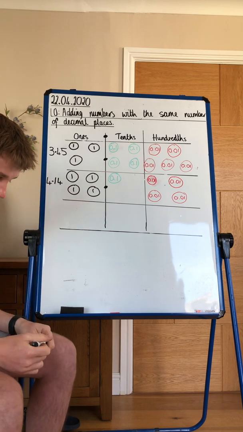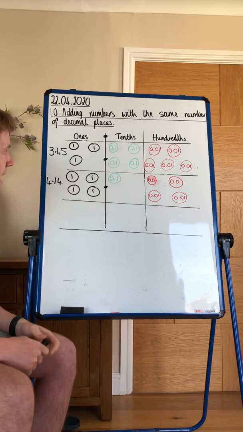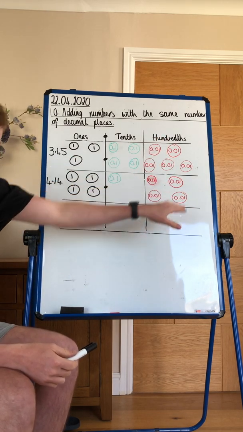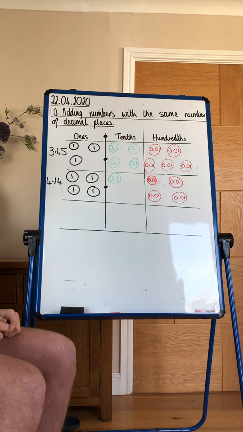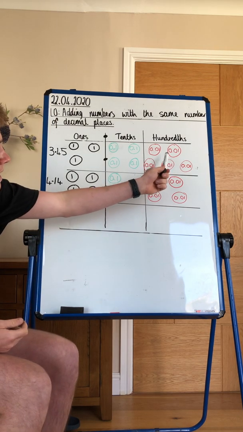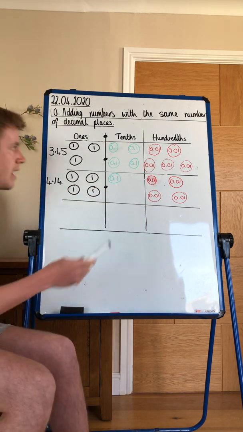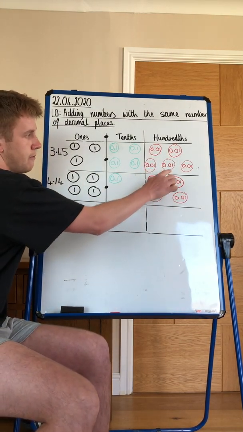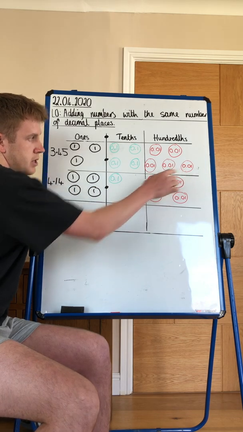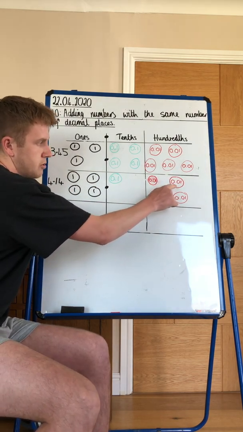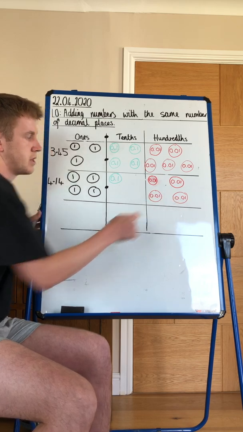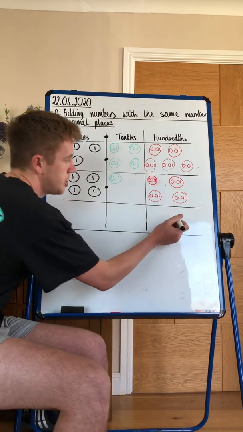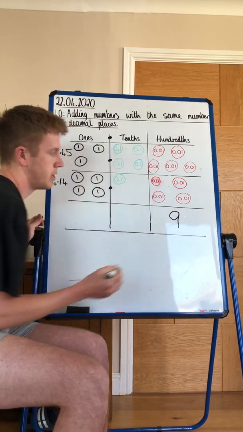Now, just like adding whole numbers, when we add, we're going to start off with the smallest column, in the hundredths column, okay? So first of all, what we're going to do is count how many hundredths we have all together, okay? So we have 1 hundredth, 2, 3, 4, 5, 6, 7, 8, and 9, okay? So in this box down here, we're going to write how many we have, and there are 9 hundredths.